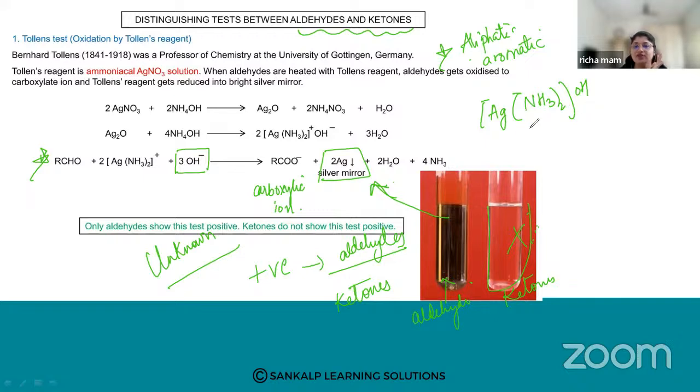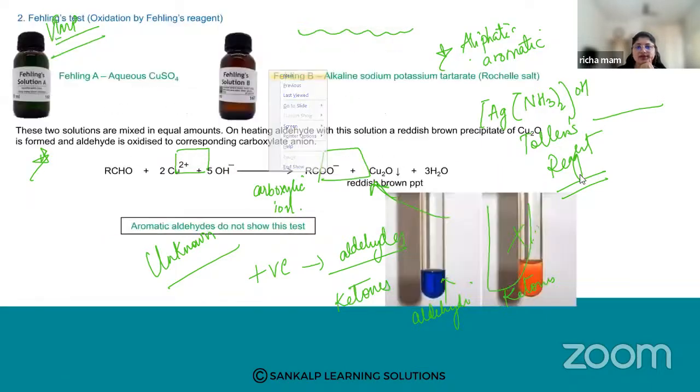And what is the formula of Tollens reagent? The formula of Tollens reagent is Ag(NH3)2OH. So this is the Tollens reagent formula. These things are very important, what you have to remember. Is it clear? Yes, the Tollens test is clear. Okay, fine. So let us go for the next one.